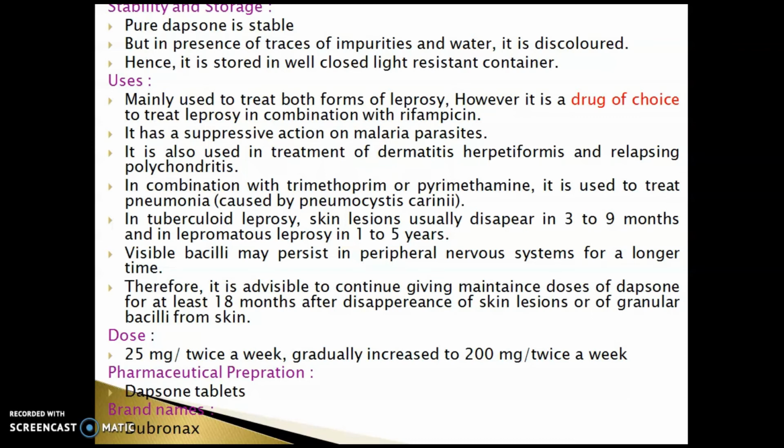Therefore, it is advisable to continue giving a maintenance dosage of dapsone for at least 18 months after disappearance of skin lesions or of granular bacilli on the skin. Because the bacilli remain visible in the skin for a longer time, the continuous dose of dapsone is given for at least 18 months. The dose of dapsone is 25 mg twice a week, gradually increased to 200 mg twice a week. Pharmaceutical preparation: dapsone is available in tablet form under the brand name Dubronex.